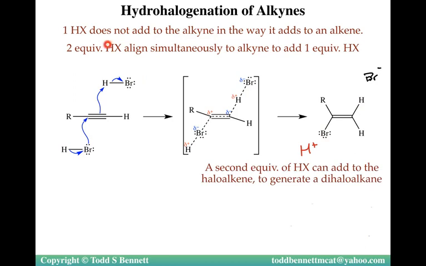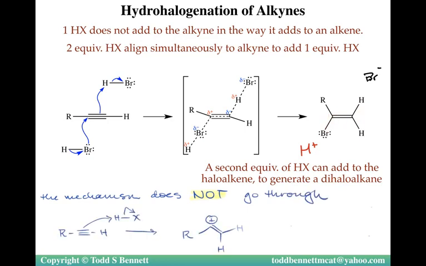So if you add too much HX, then you can actually add on to here and protonate. And as it were, you can protonate here, that comes over that way. This can stabilize it with some resonance. And then you get the dihaloalkane. So you get two Brs on that same carbon. But that's just extra little, oh, by the way.